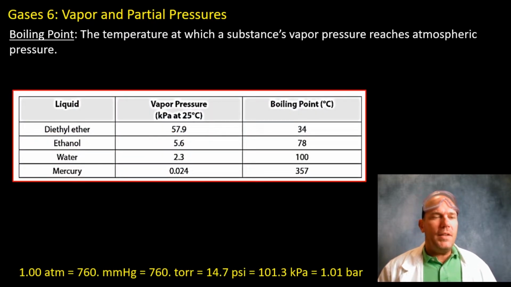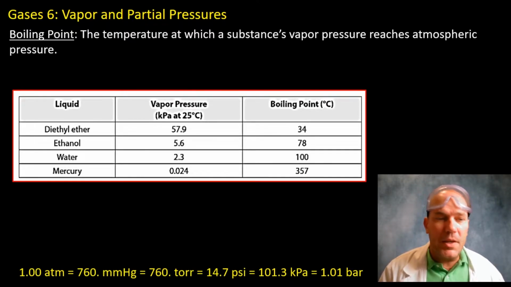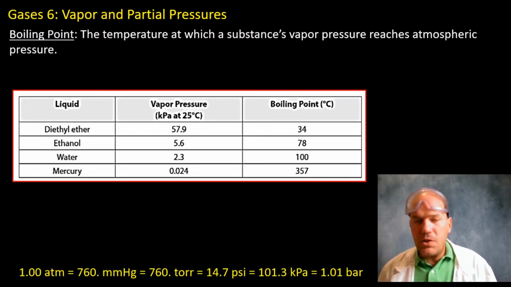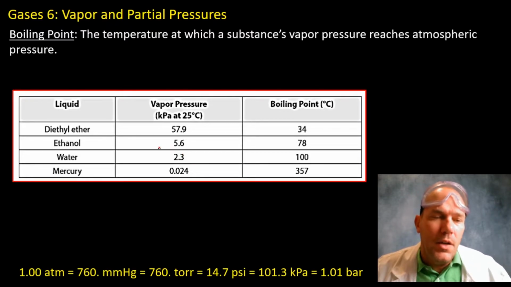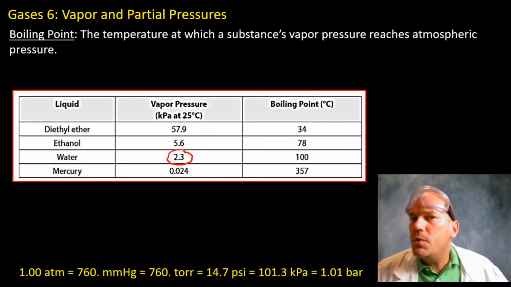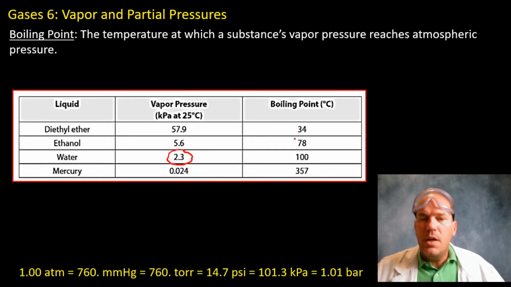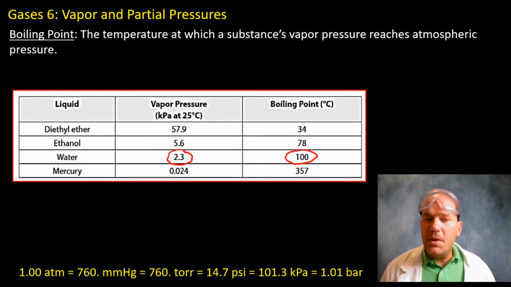Now let's look at these 4 different substances. Let's compare their vapor pressure and corresponding boiling points. We can start with water, and at 25 degrees, or room temperature, it has a vapor pressure of 2.3 kilopascals. And that corresponds with a 100 degree Celsius boiling point.